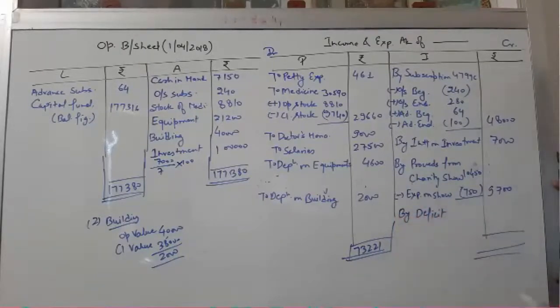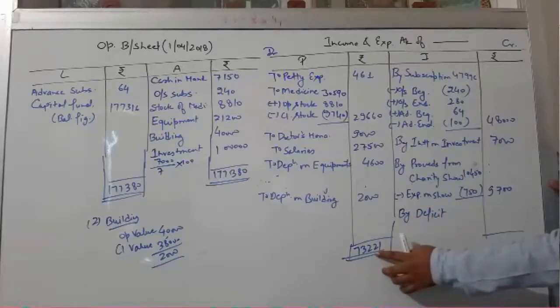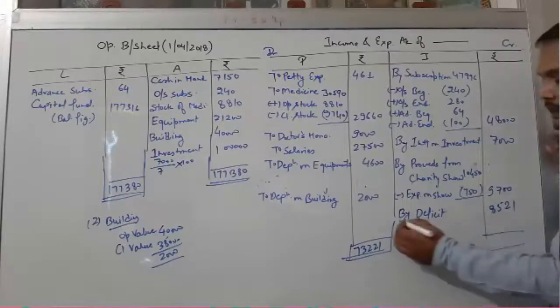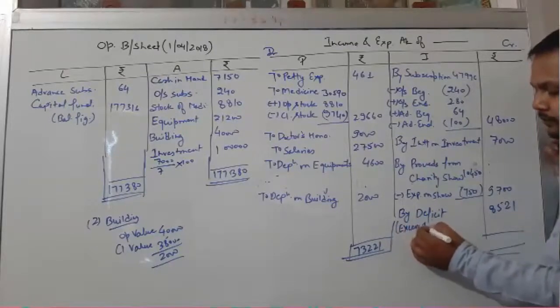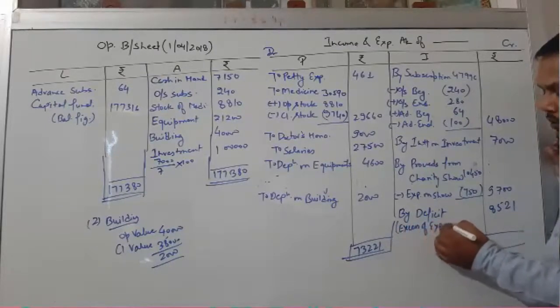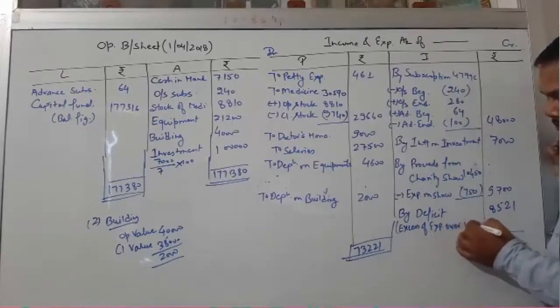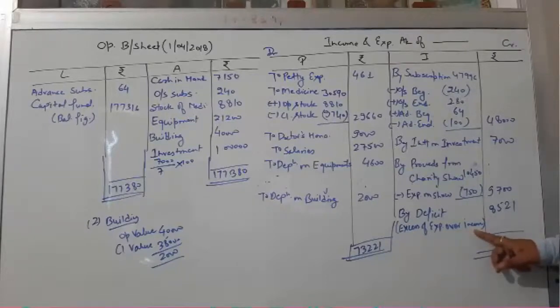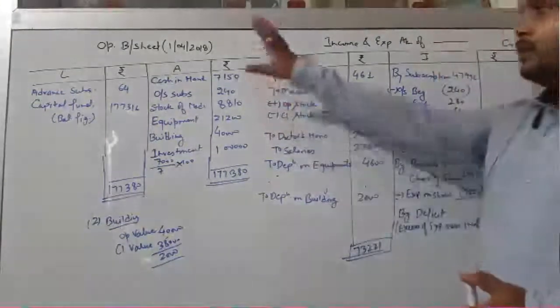And how will the deficit come? 73,221 minus this value, the value is 8,521. So I hope it is clear for you. And the deficit we can also write as excess of expenditure over income, that is, your expense is more than the income. That's why we can say that it is a deficit. So the deficit value of this question is 8,521.